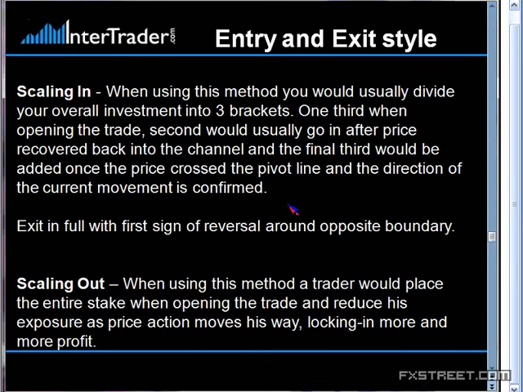So scaling in. When you're using this method, you'd usually divide your overall instrument into 3 brackets. So 1/3 when opening the trade, your second would usually go after the price has recovered back into the channel. Then your third would be once the price has crossed the pivot line or it's going in the general direction and you've confirmed that you're on the right side of the trade. Okay, so then you exit with your full position at the first sign of reversal, or when we're hitting the opposite boundaries of the channel.